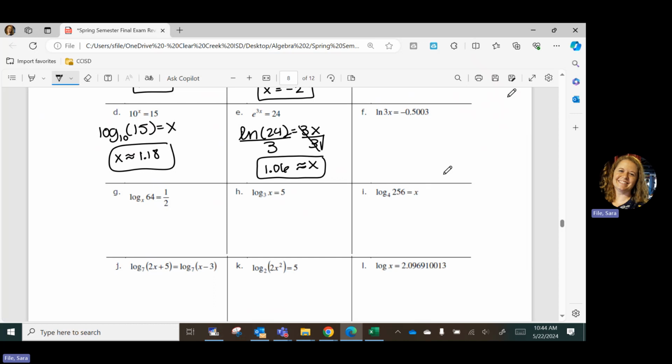So this is a base e. Since you see ln, we know it's a base e. And then the exponent would be that decimal, negative 0.5003, equals 3x. And then to get rid of the 3, I divide. So I'm just going to plug into the calculator e to this power divided by 3.